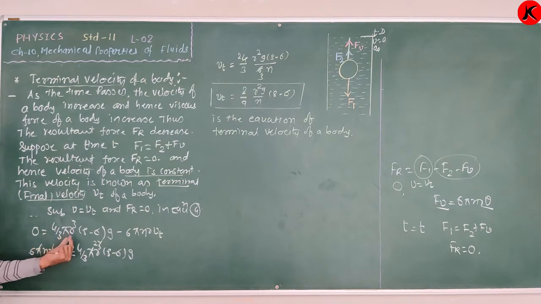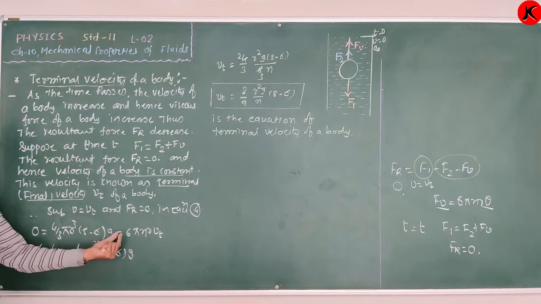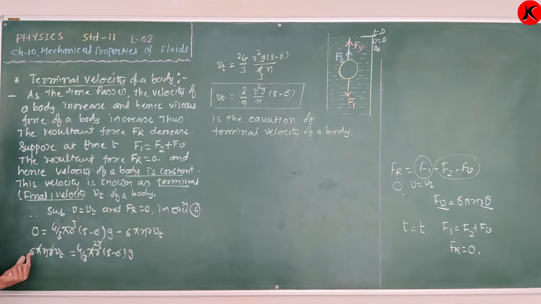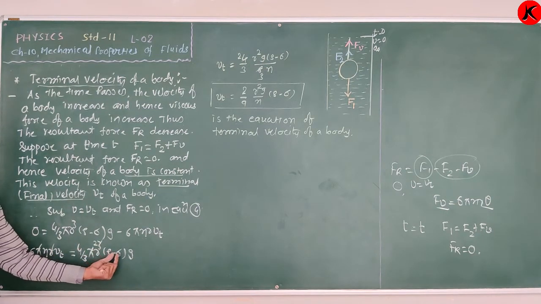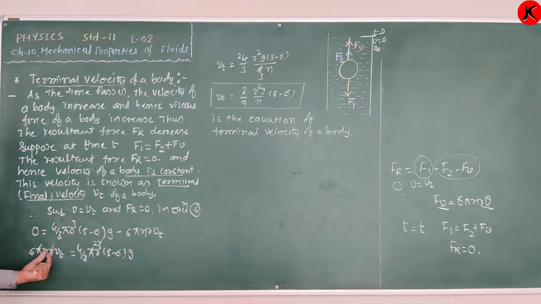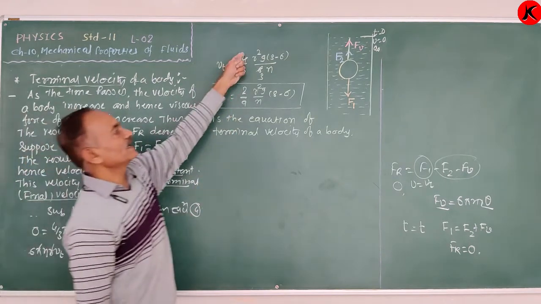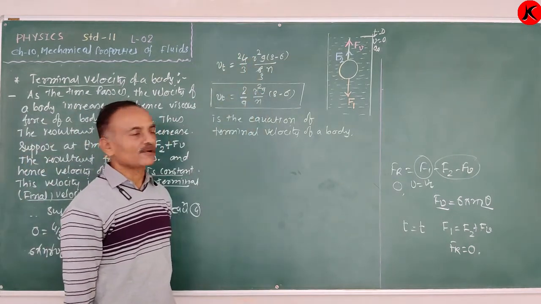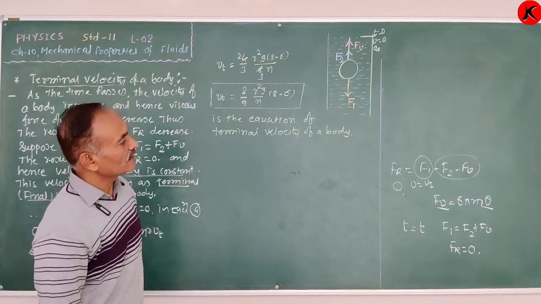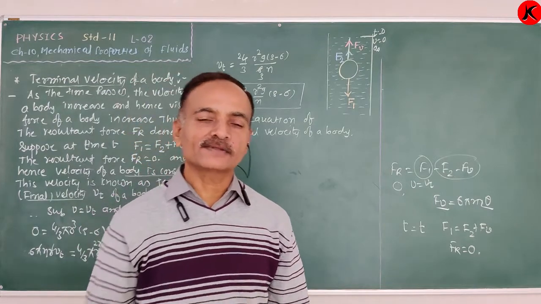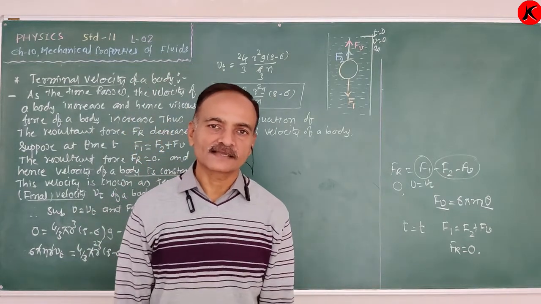Therefore, 0 is equal to 4 by 3 pi r cube (rho minus sigma) into g minus 6 pi eta r Vt. Take this term to this side, therefore positive 6 pi eta r Vt is equal to 4 by 3 pi r cube (rho minus sigma) into g. Here r cancels, pi cancels, so Vt is equal to 4 by 3 r square (rho minus sigma) into g upon 6 eta. Here we cancel, therefore 2 by 9 r square g upon eta into (rho minus sigma) is the equation of terminal velocity. Very easy, we just have to practice it one or two times so we can easily understand this. Clear?